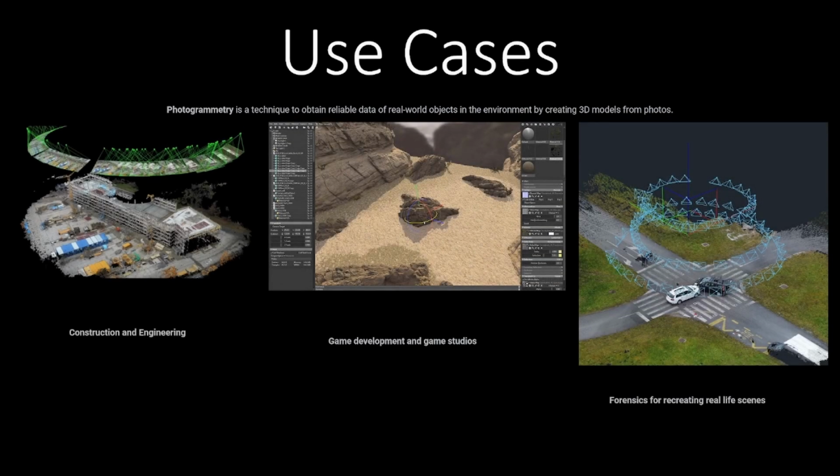Photogrammetry is used in a lot of areas of the real world, from construction and engineering to follow the process of a build and report on it, to game development and movie studios to create hyper-realistic environments, and interestingly enough, in forensics to document real-life crime scenes. Now let's go on to my phone again to see how I use photogrammetry to make a digital object.